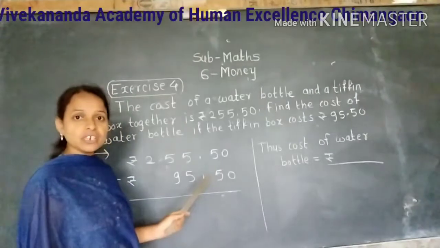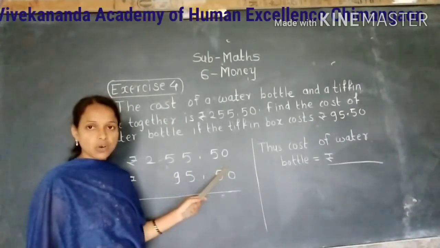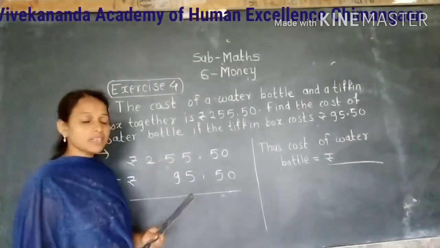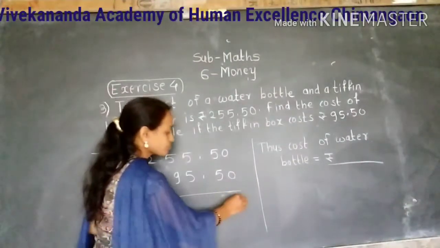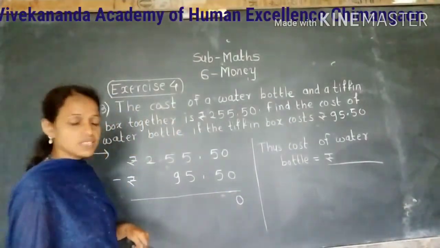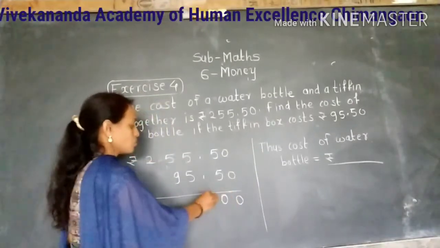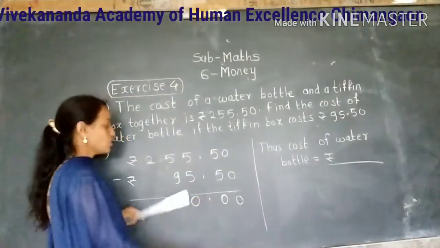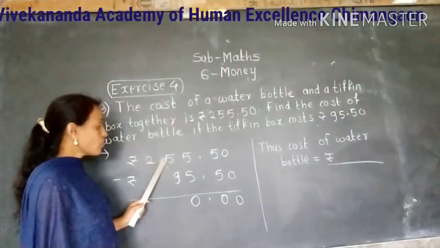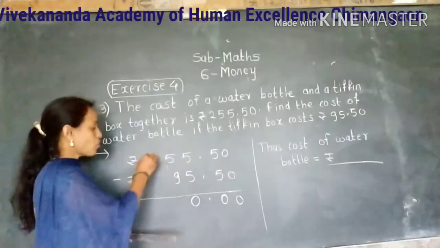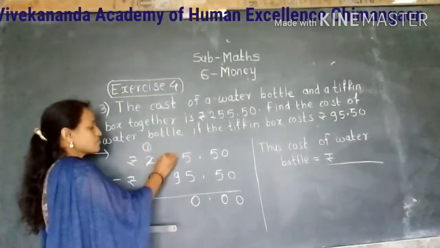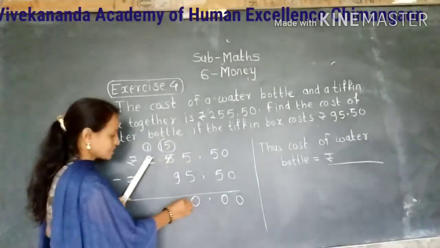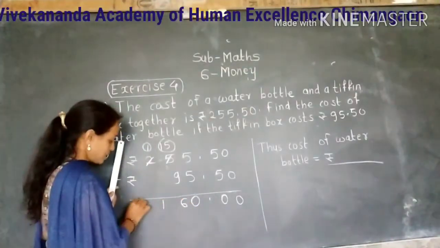from 255.50 rupees. Okay, so here I arrange rupees and paise in separate columns by putting the dot. Now we will subtract from the right side. 0 minus 0, 0. 5 minus 5, 0. Put the dot here. Then 5 minus 5, 0. Now from 5 we cannot subtract 9, so we have to borrow. We borrow 1. So here we have 1 and this 5 becomes 15. Now subtract 9 from 15. 15 minus 9, 6 and 1 remaining.